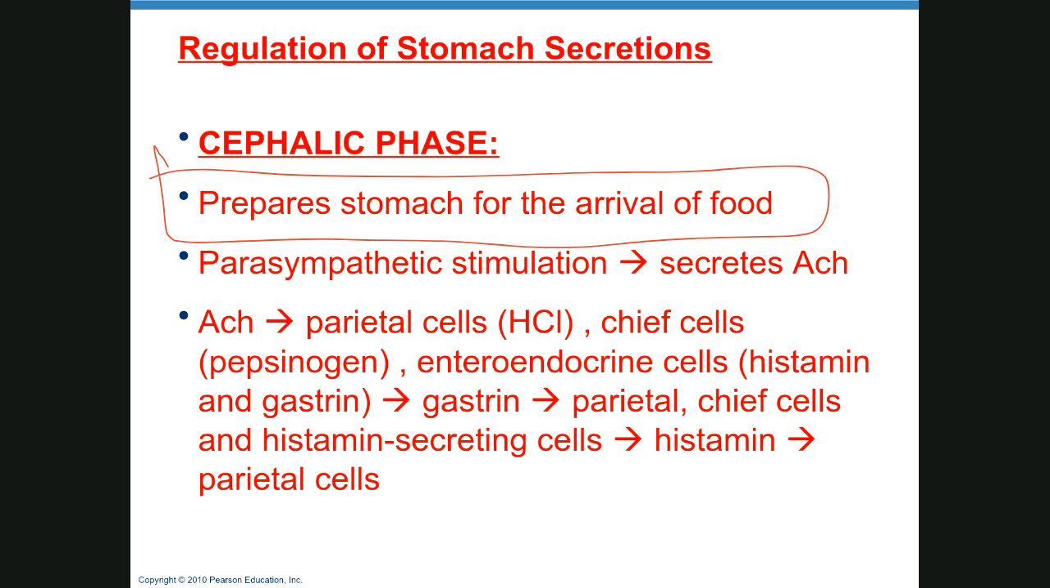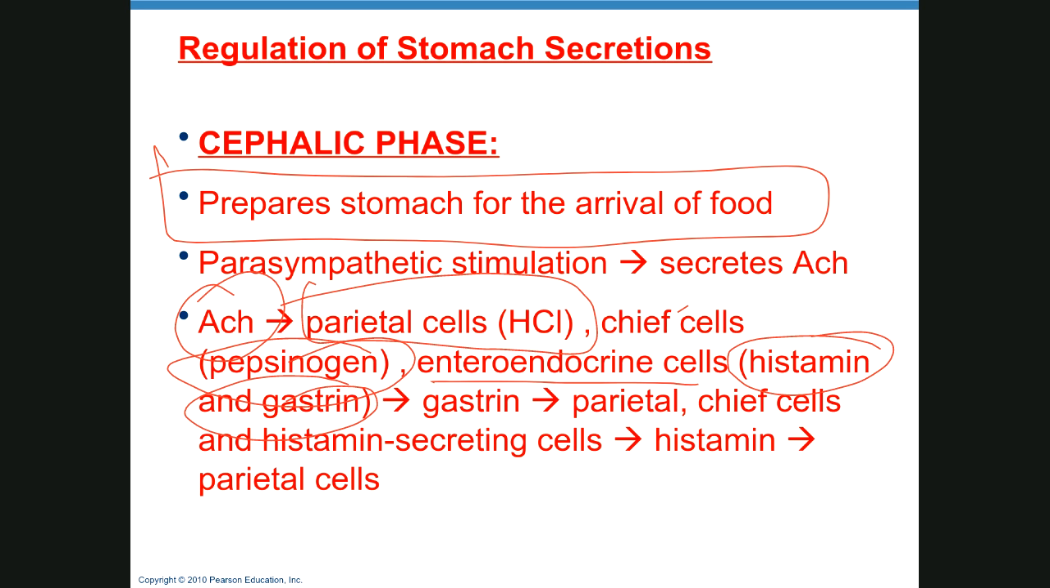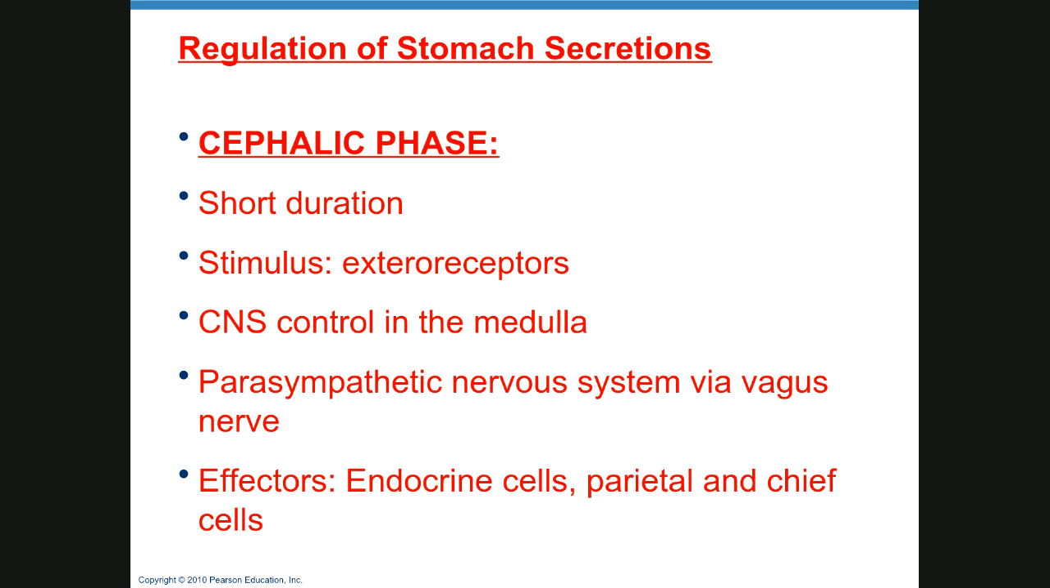Remember that parasympathetic stimulation secretes acetylcholine, and acetylcholine is the neurotransmitter that stimulates parietal cells into secreting hydrochloric acid, chief cells into secreting pepsinogen that will be turned into pepsin, enteroendocrine cells into secreting histamines and gastrin. Gastrin, in turn, stimulates parietal cells, chief cells, histamine secreting cells. Histamine stimulates parietal cells.